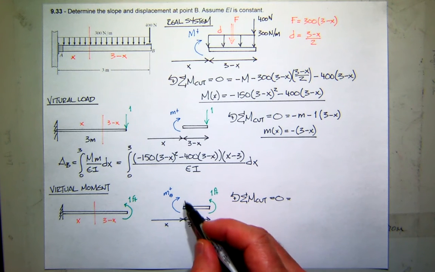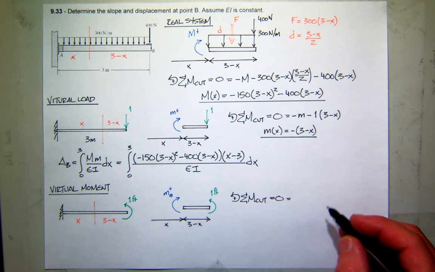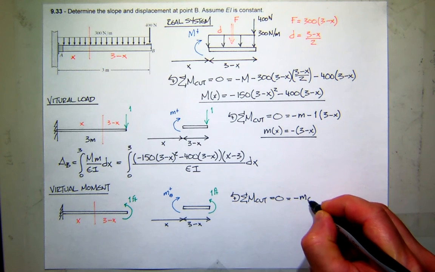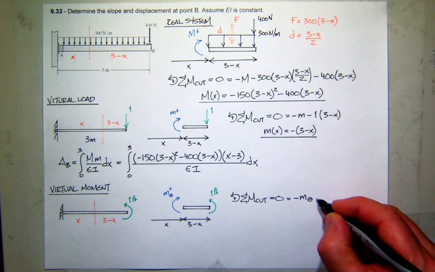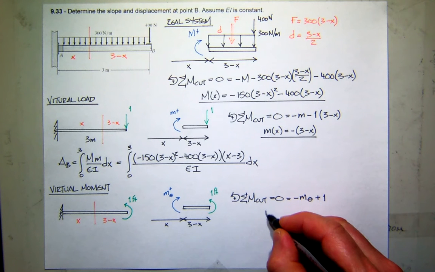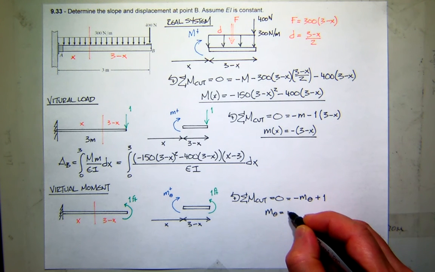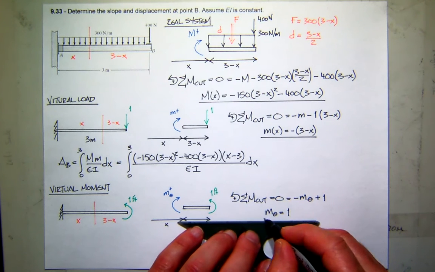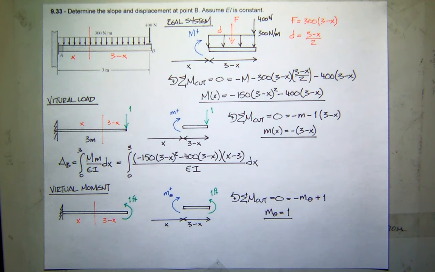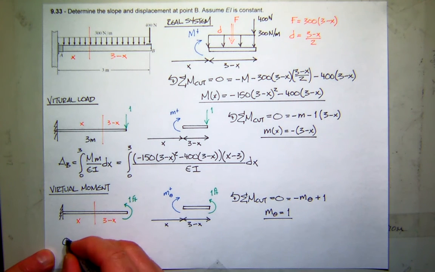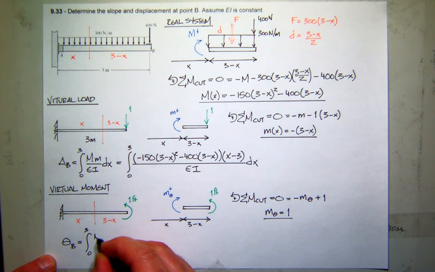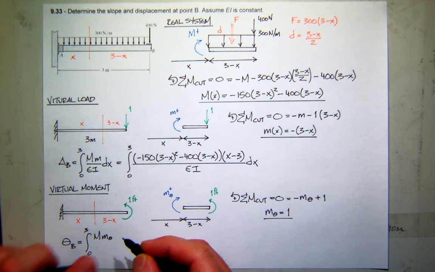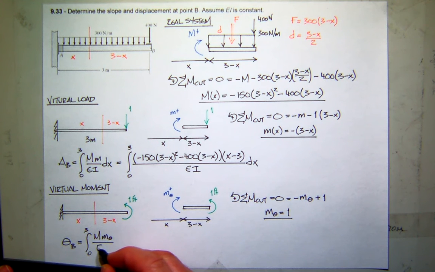So internally, this virtual moment is positive or negative with my sign convention? Negative. And what kind of moment is this? Positive or negative with my sign convention? Positive. So it looks like the virtual moment is 1. So that means the slope at B is the integral from 0 to 3 of the real moment, the virtual moment, divided by EI.